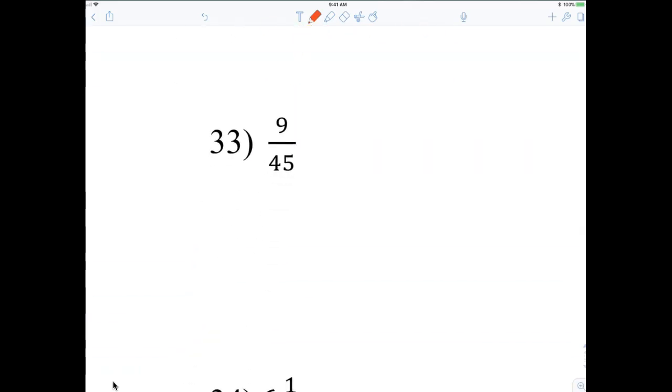Now 9/45. I can reduce that fraction. You can reduce it by 9. So if I divide by 9, I get 1 over 5. And 1/5 is the same as? How many tenths is that? I got 2 tenths, so that's 0.2. There you go, man.